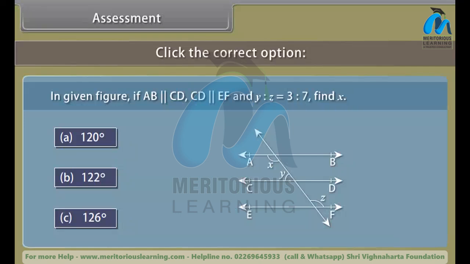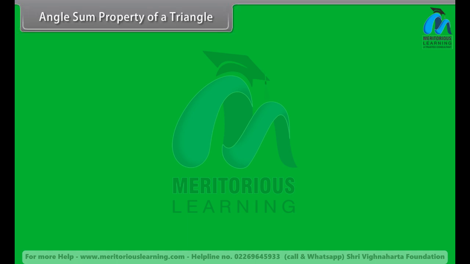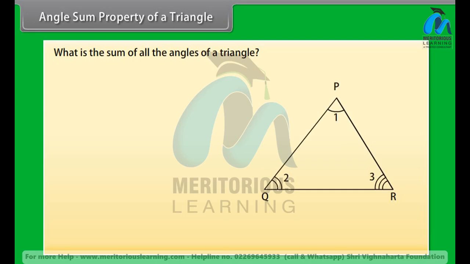Assessment. Let us go through an interactivity now. Click the correct option. Angle sum property of a triangle. Can you tell what is the sum of all the angles of a triangle? Yes, you are right. The sum of all the angles of a triangle is 180 degrees. Let us prove this statement using the axioms and theorems related to parallel lines.